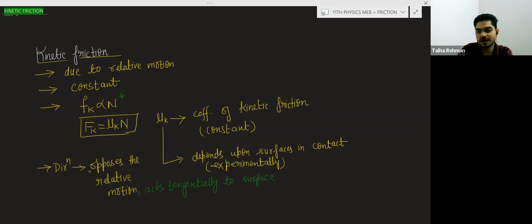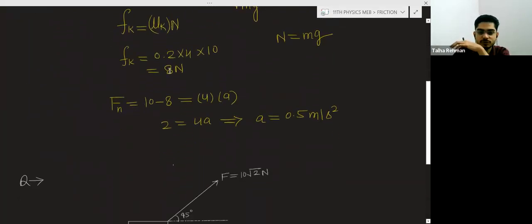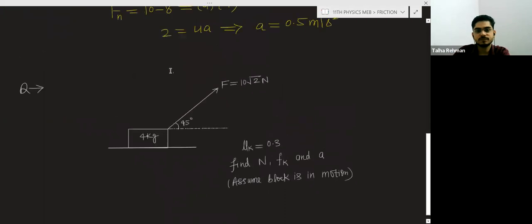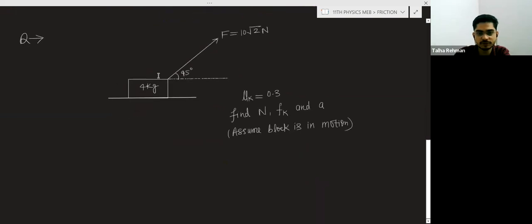So I have discussed this in the last class. One question also we have solved. Now we will solve this question. Basically, these all are questions based on the kinetic friction. Here we are assuming that the body is in motion. After that, I will explain the static friction. So now this question we have to solve.